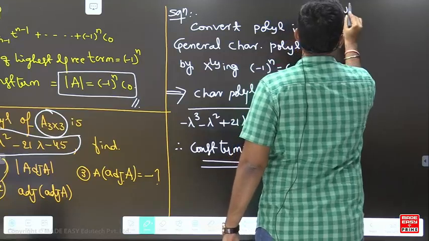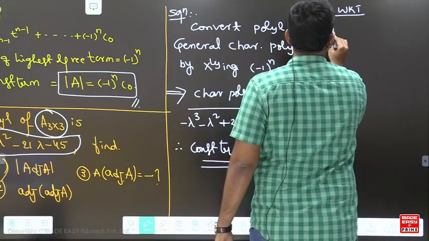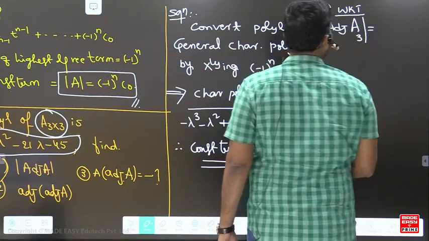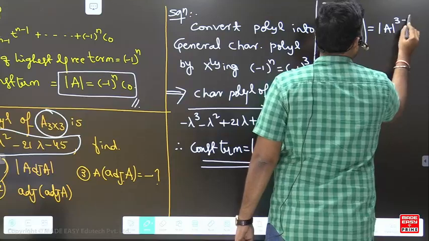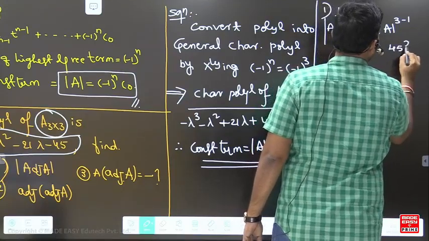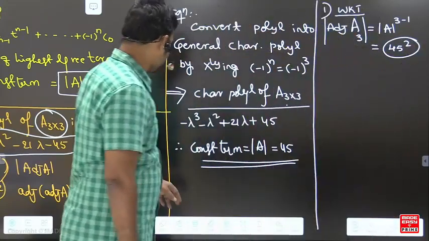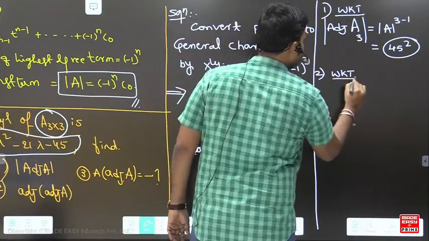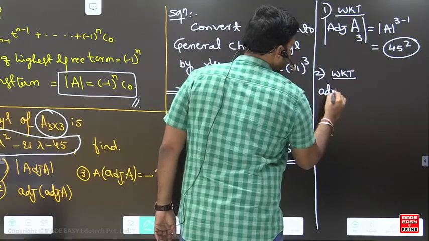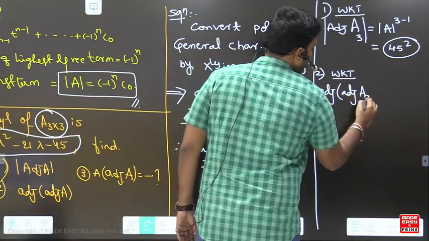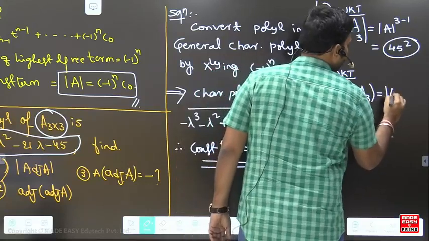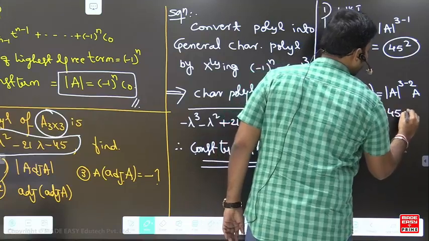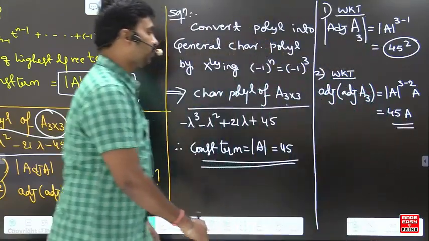First question: we know that the mod of adjoint of A for a 3 by 3 matrix is given by mod A to the power of 3 minus 1. So that is 45 square. 45 square is the answer because 45 is the determinant. The second one: we know that the adjoint of A for a 3 by 3 matrix is given by mod A to the power of 3 minus 2 into A. So that is 45A. This is the answer for this.